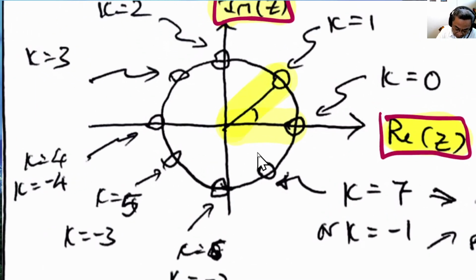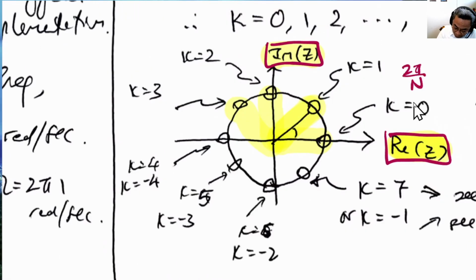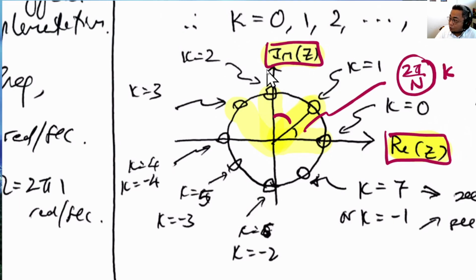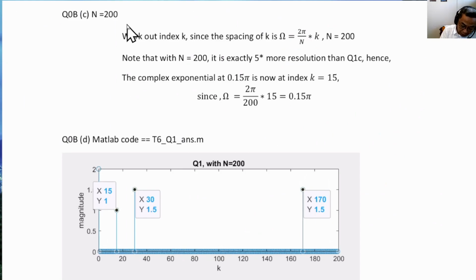Now we begin to see the different phases, and the frequency is changing with respect to 2 pi over N. That means at each step, when k goes from 0 to 1 or 1 to 2, this delta theta here is 2 pi over N radians, and here k is the step. So now we come back to answer the question where N equals 200.